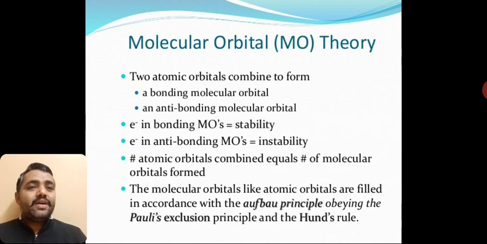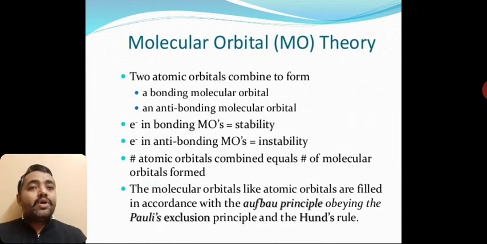Another point I have introduced: two atomic orbitals combine to form one bonding molecular orbital and one anti-bonding molecular orbital. Meaning two atomic orbitals form two molecular orbitals, but one is a bonding molecular orbital, another is an anti-bonding molecular orbital. When you draw the molecular energy level diagram, if an electron comes into the bonding molecular orbital, it gives stability, but if an electron goes to the anti-bonding molecular orbital, it gives instability.